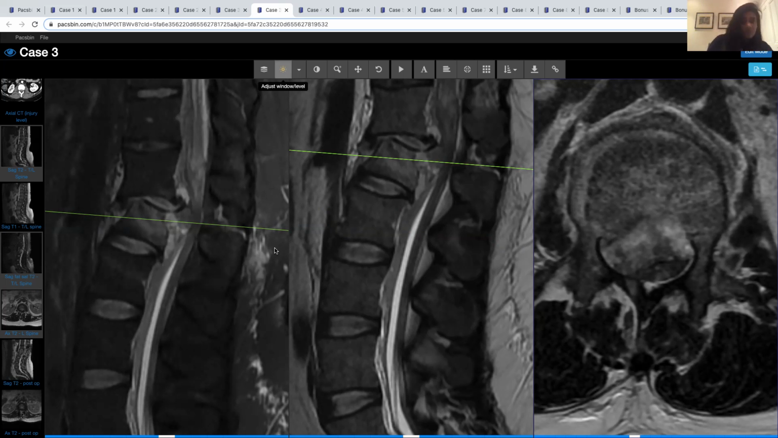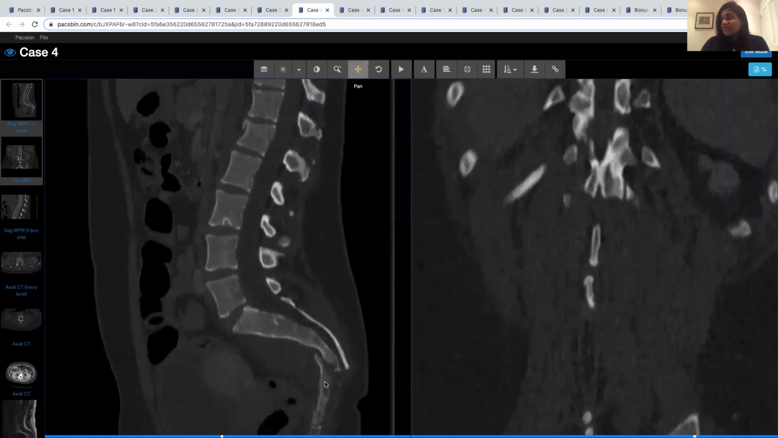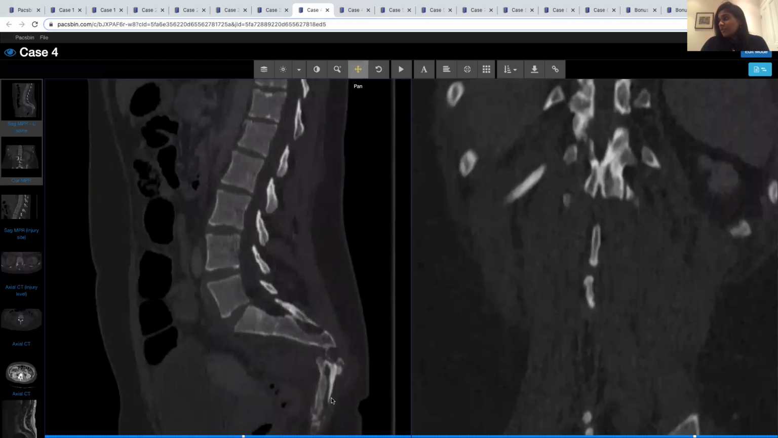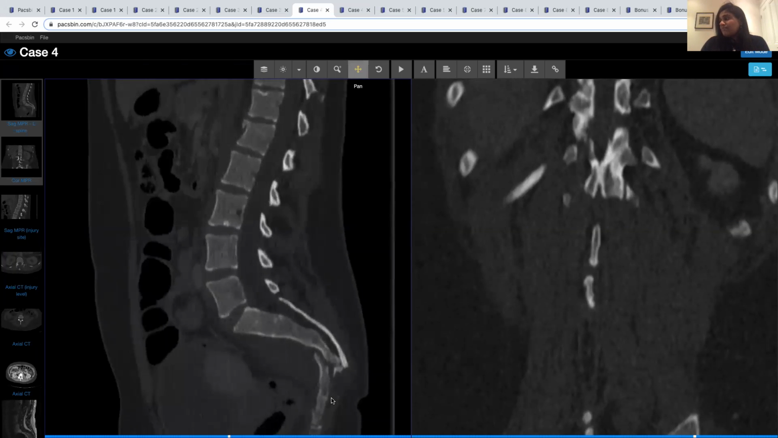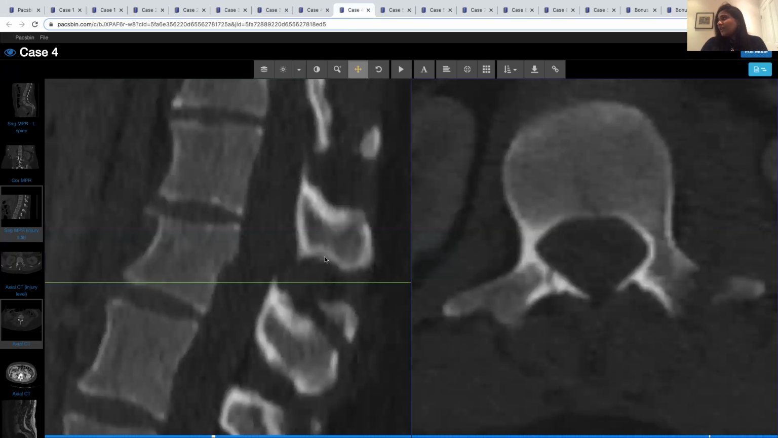So now we're going to move on to case 4. So case 4, there are a couple of findings on here. You can see that they have a complex 3-column injury of that distal sacrum, and clearly that was also resulting with pelvic visceral injuries. But the main fracture that I want you to pick up here is this chance type fracture. So this is this osteoligamentous injury that we're talking about involving that L1 level. So let's have a look at that in a bit more detail.